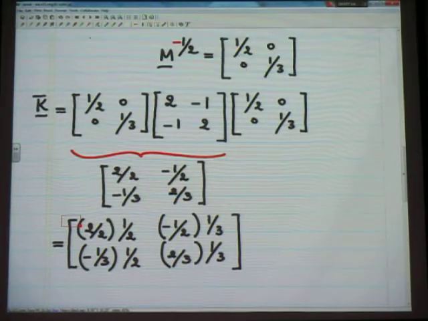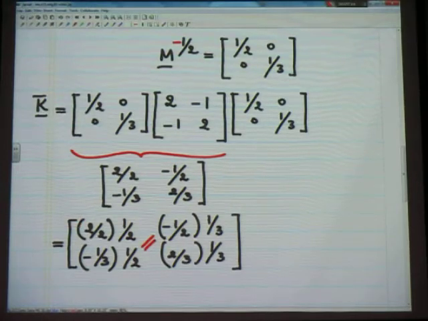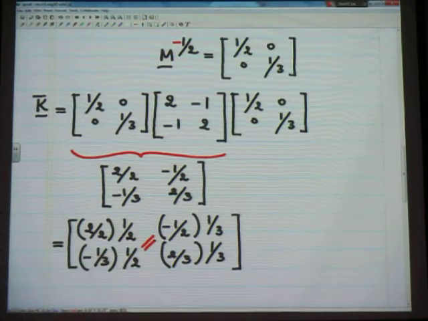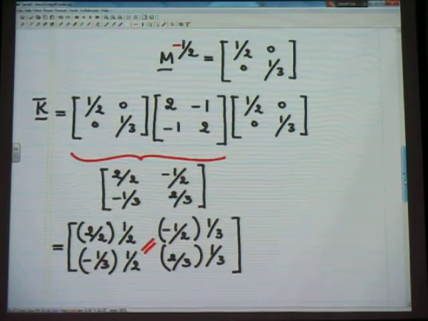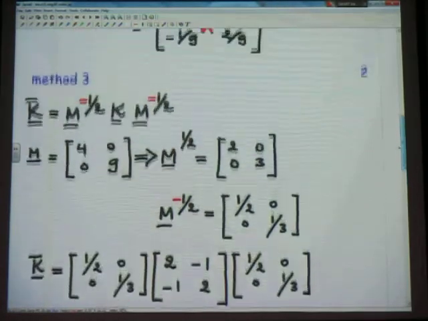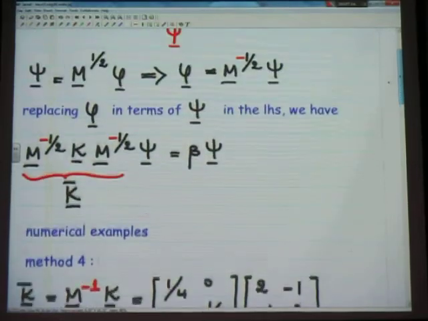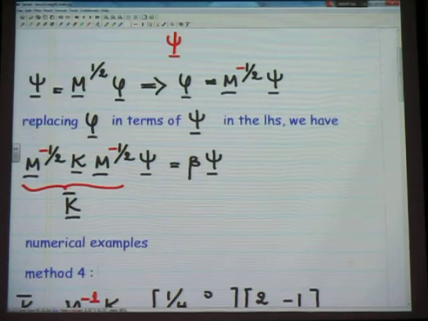But the important point to make here is that you have symmetry. Okay, complete symmetry. And so that's this method here, method 3.